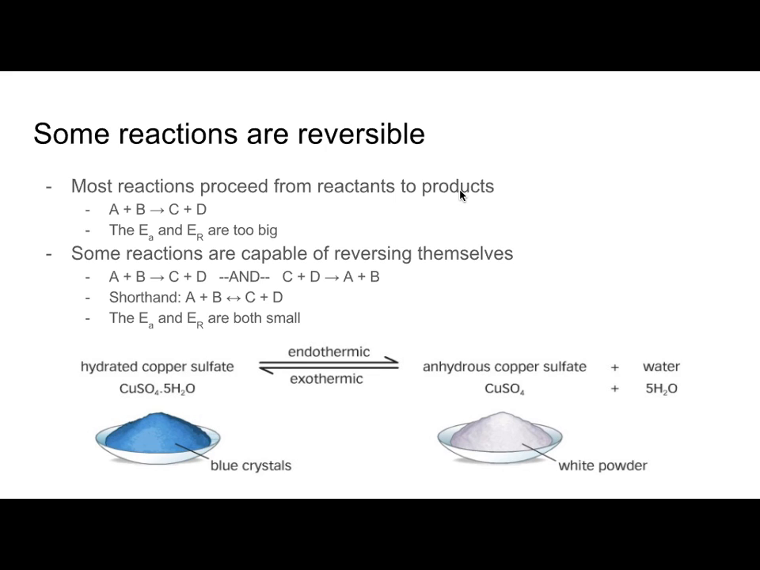There are other cases where if that activation energy in either direction is kind of small, you might get two different reactions going on at the exact same time, meaning A plus B might turn into C and D, but you also could have C plus D turning into A plus B, because if the activation energy is small in either direction, it's possible under a certain set of conditions for the reaction to go backwards. When that happens, we say we have a reversible reaction.